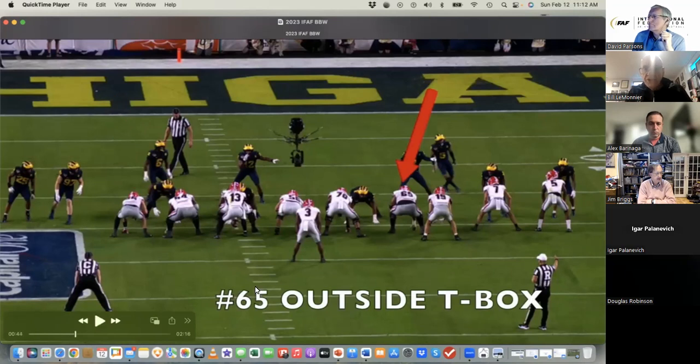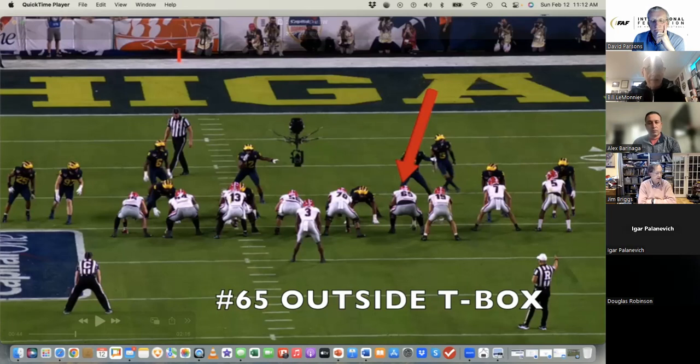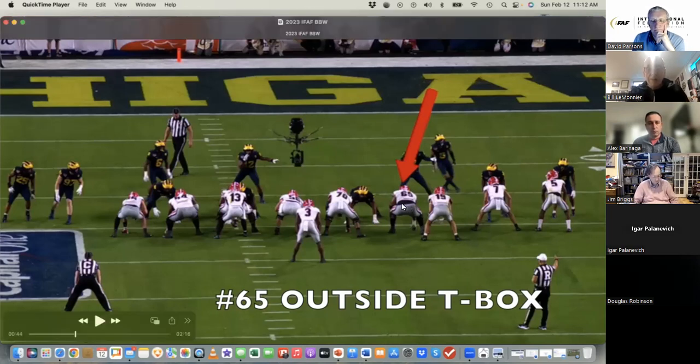Now we'll jump across to the other side where the tackle is. Number 65, as you can see, is the third player, so he's outside the tackle box. There's absolutely no way he's within that 5 yards. So again, even though he's the tackle, he's restricted because he's outside the tackle box at the snap.